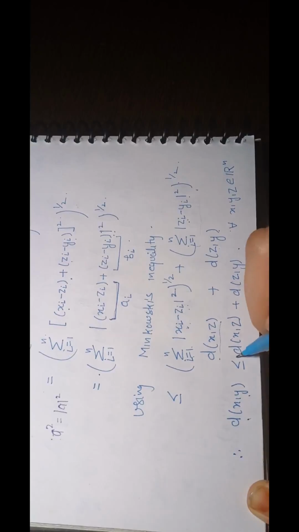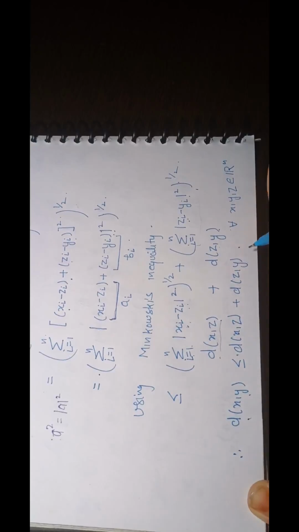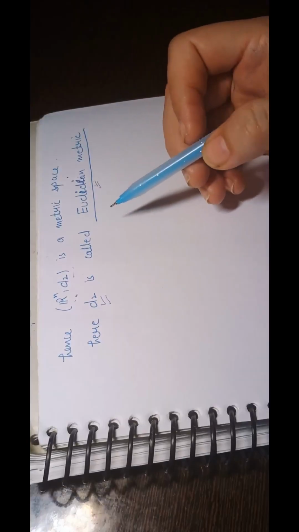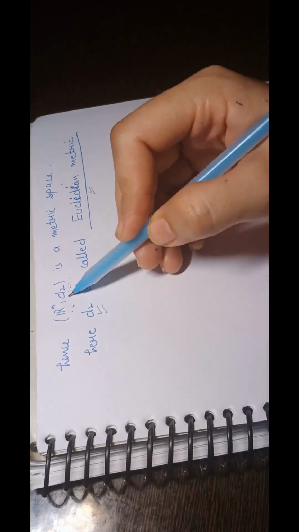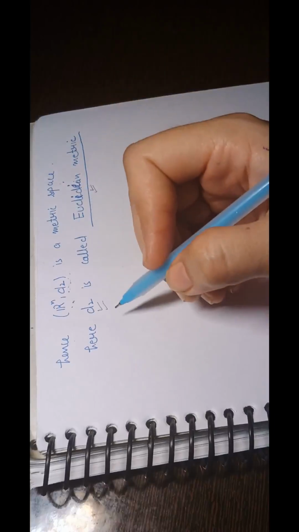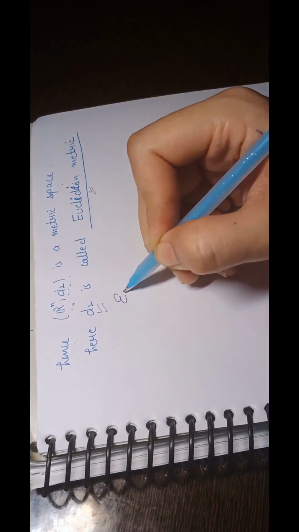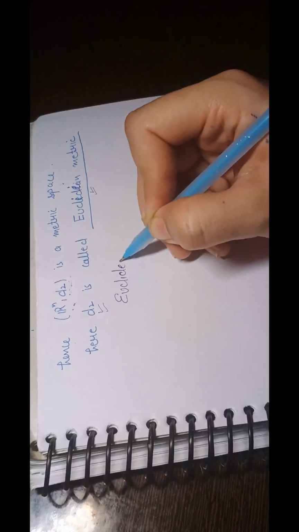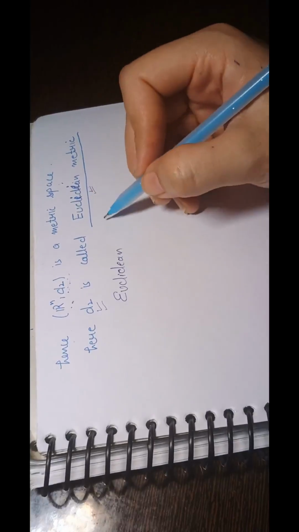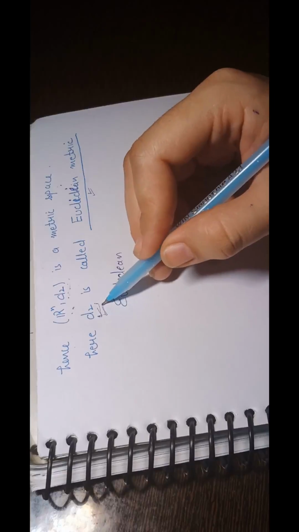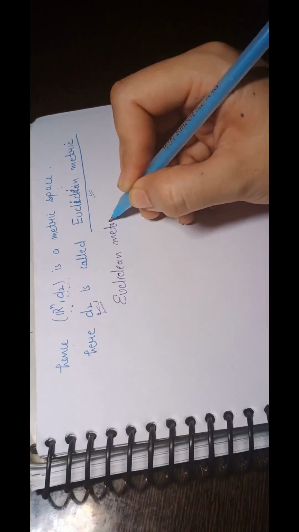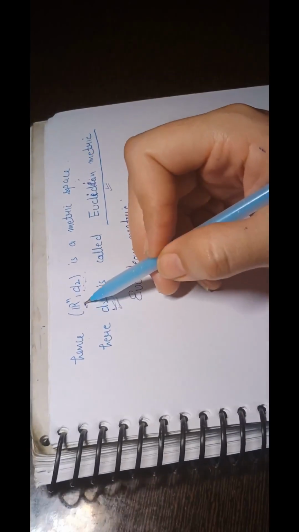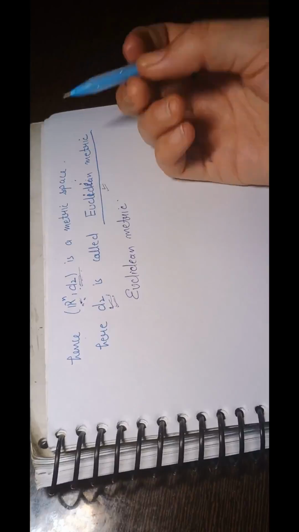Therefore d of xy is less than or equal to d of xz plus d of zy for every x, y, z in Rn. Since all four properties are holding with this function, Rn with d2 is a metric space. The distance formula that we discussed is called the Euclidean distance formula. Therefore, the metric that we defined using that distance formula is called the Euclidean metric, and hence Rn with d2 is called a Euclidean metric space.